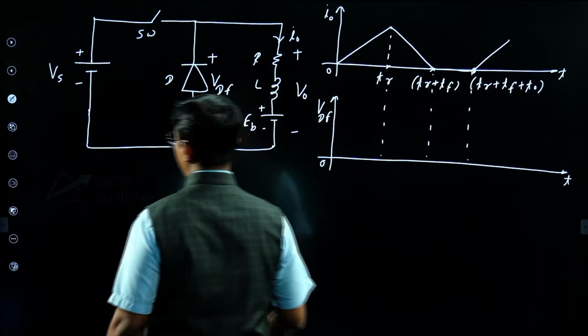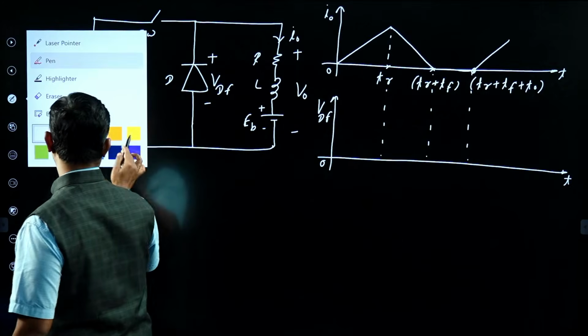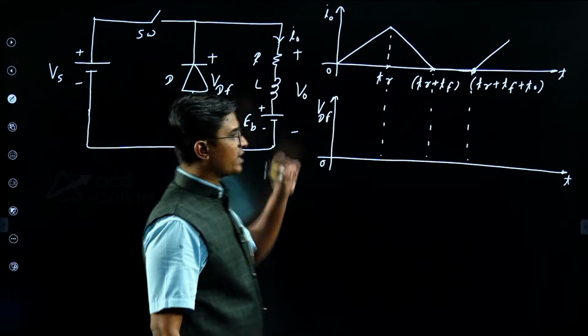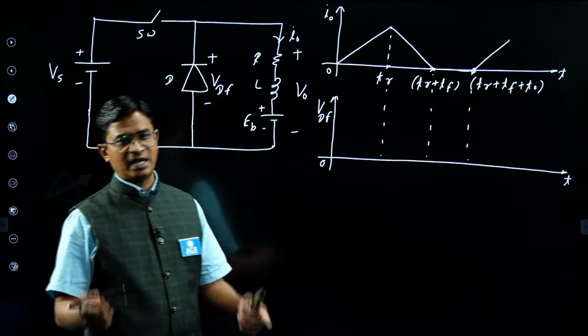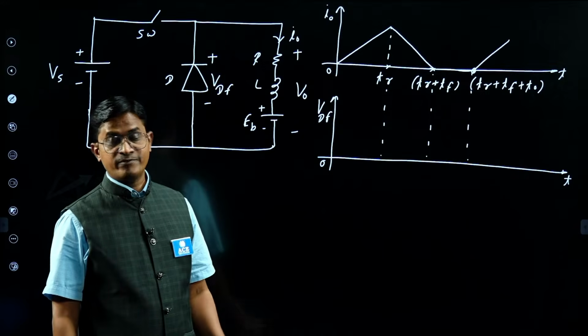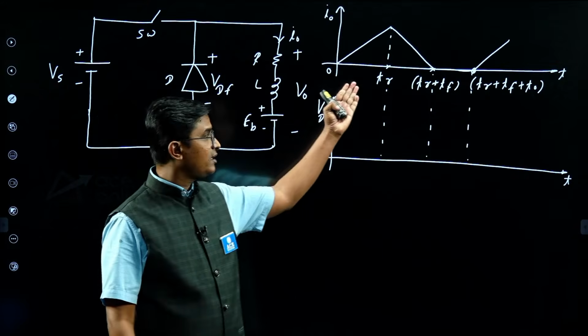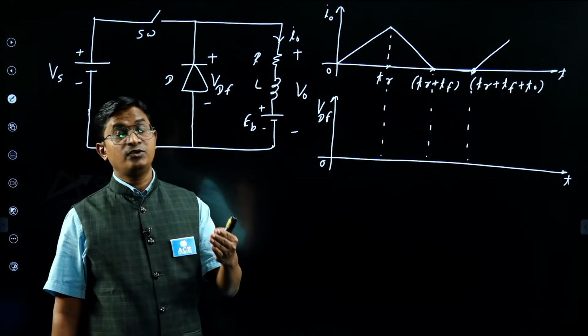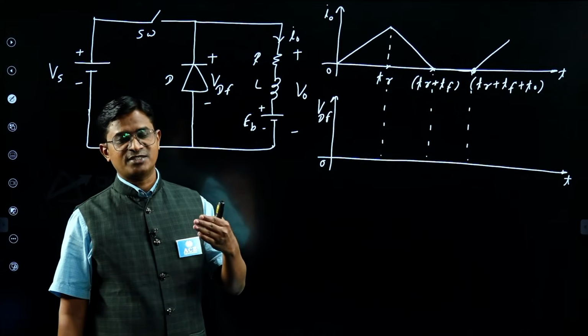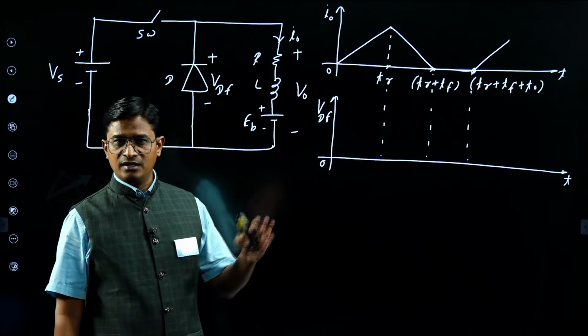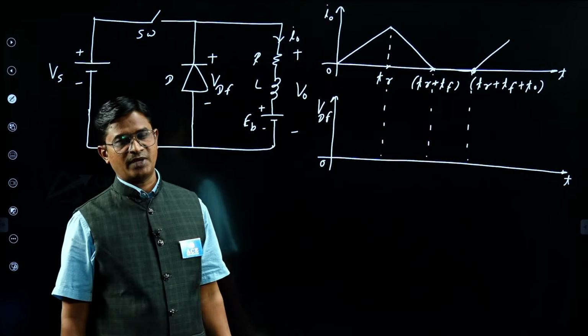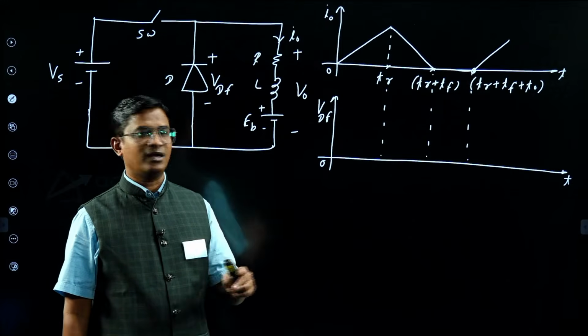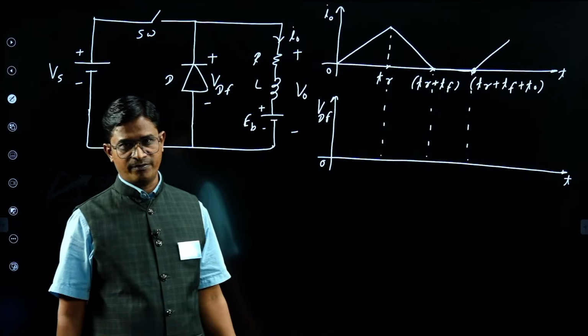They are expecting that from the given load current you need to understand the circuit operation. Not expect, you need to understand the circuit operation, and from circuit operation you should draw the freewheeling diode voltage waveform, right?